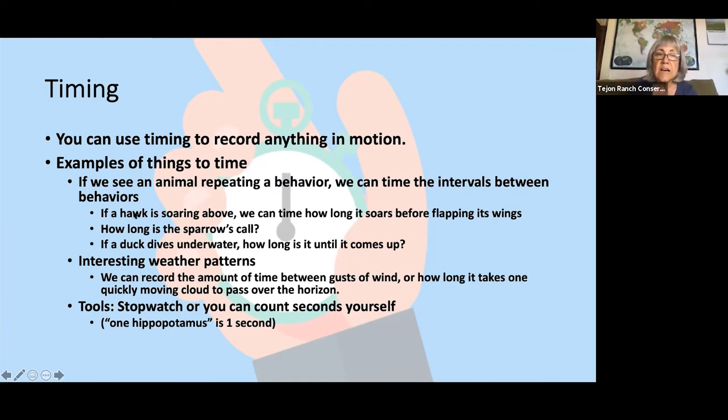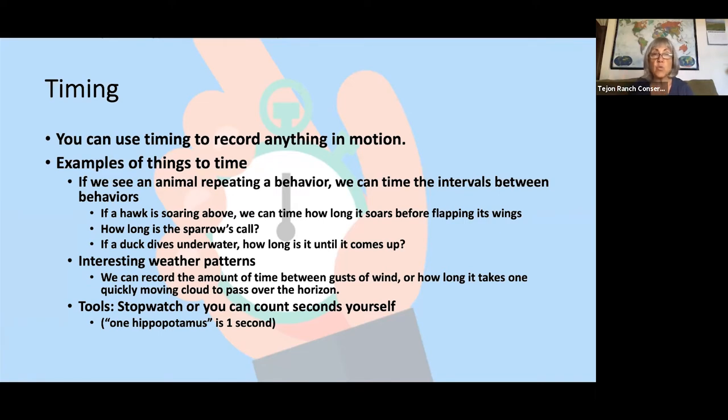Here are some other things. If you see a hawk soaring above, you can time how long it soars before it flaps its wings. You can also count the number of times it flaps its wings, but we're talking about timing here. So if it's soaring, how long is it soaring without flapping its wings? Let's say a bird is singing. You might want to listen to that song and hear that it repeats itself. How long is that song? Different birds have different songs, and many birds have several different songs depending on what they're doing. So you want to measure the length of time that it takes, for example, for a sparrow to sing its song. You also might want to measure the amount of time between the first time it sings and the next time it sings. If a duck dives underwater, how long does it stay down before it comes back up? That's another thing you can measure.